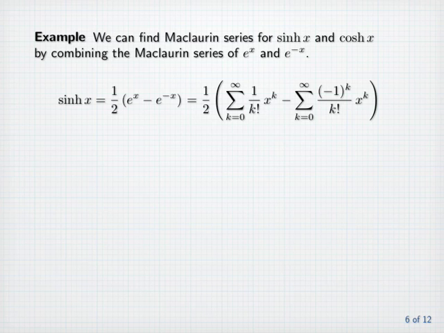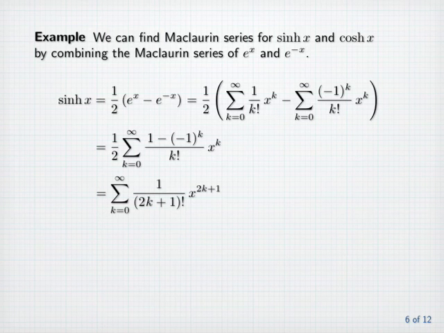We can combine those two sums into one and write 1/2 of the sum from k equals 0 to infinity of 1 minus minus 1 to the k, all divided by k factorial times x to the k. Now that numerator, 1 minus minus 1 to the k, is equal to 0 if k is even and 2 if k is odd. This lets us rewrite the series as the sum from k equals 0 to infinity of 1 over 2k plus 1 factorial times x to the 2k plus 1, which is equal to x plus 1 over 3 factorial times x cubed plus 1 over 5 factorial times x to the 5th, and so on. Notice that this is just like the series for sine x, except without the alternating signs.